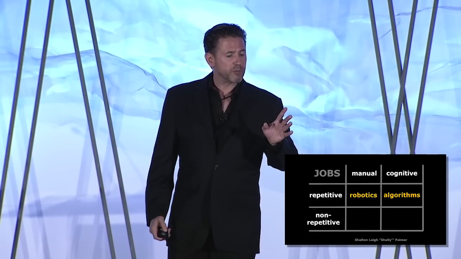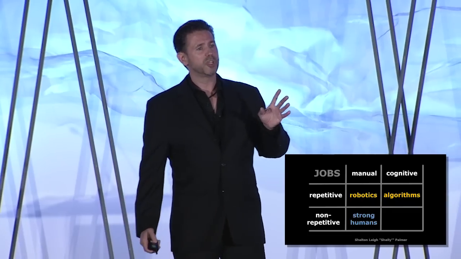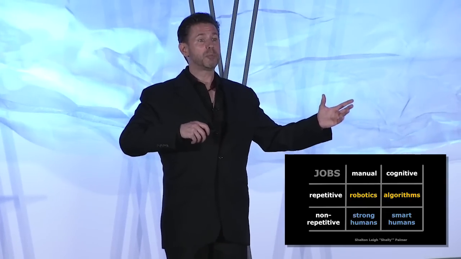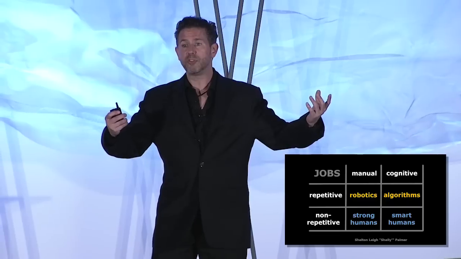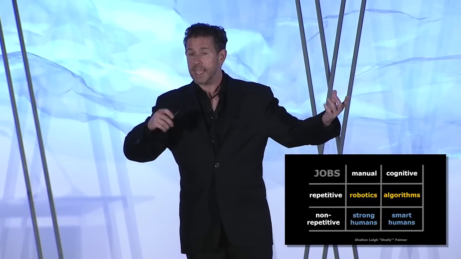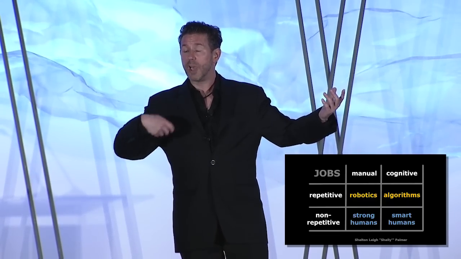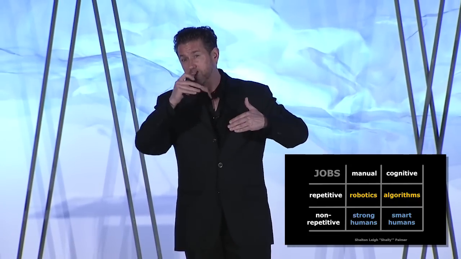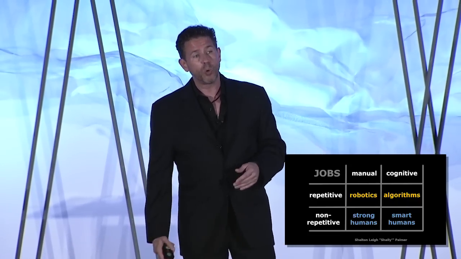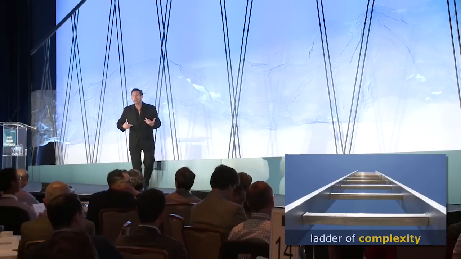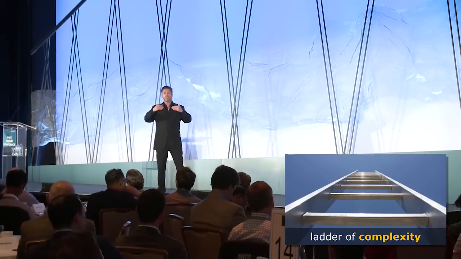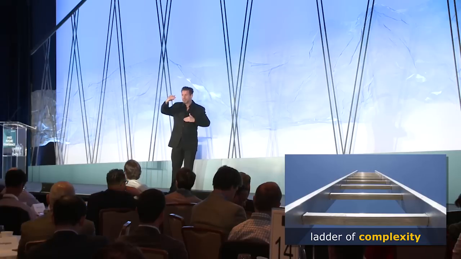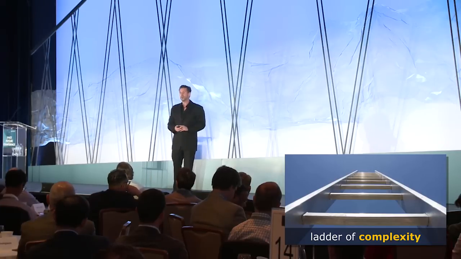And then, of course, in the non-repetitive space, in manual jobs, you need strong humans and you need smart humans. That's where the jobs are going to be, with people in the non-repetitive space. The repetitive tasks get replaced over a period of time by technology. You can even map out which tasks specifically are going to get replaced and in what order, because we're working our way up a ladder of complexity with technology. The least complex tasks get replaced first, and then over time the technology gets better and better and can handle more complex things.